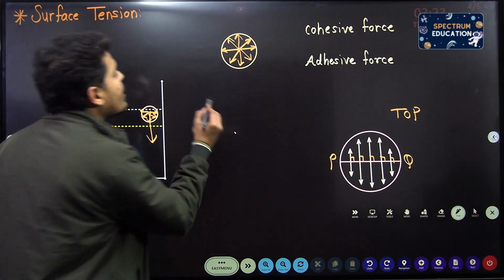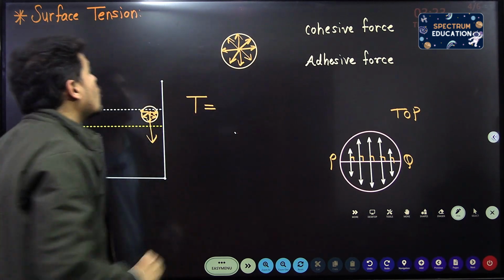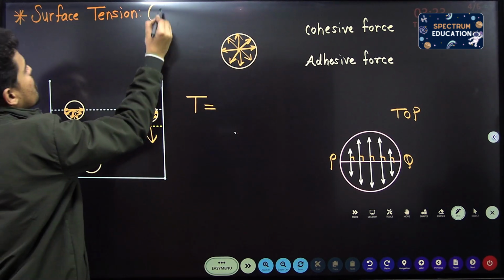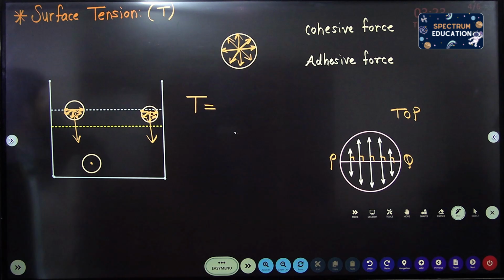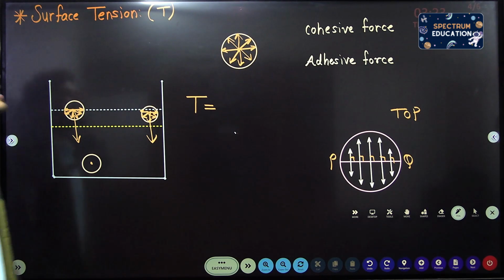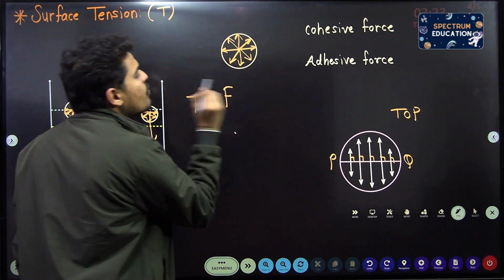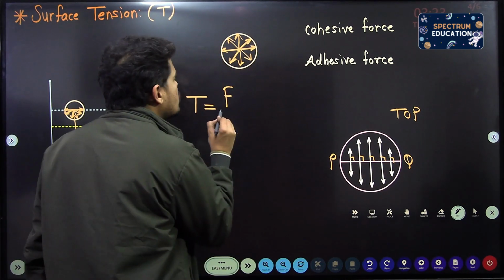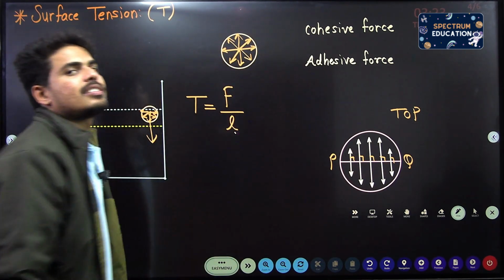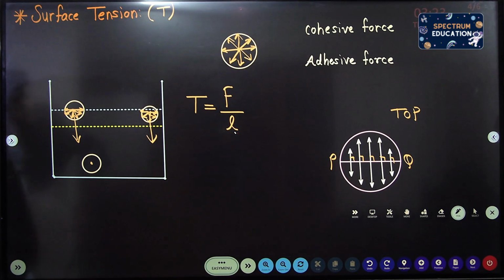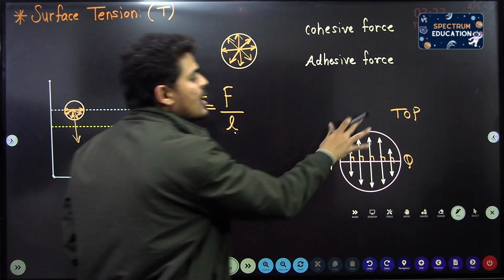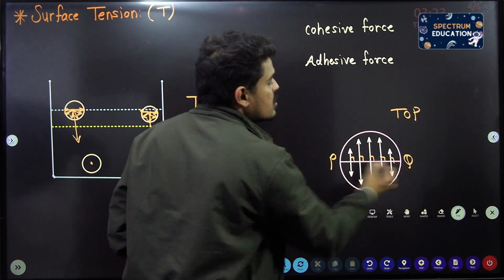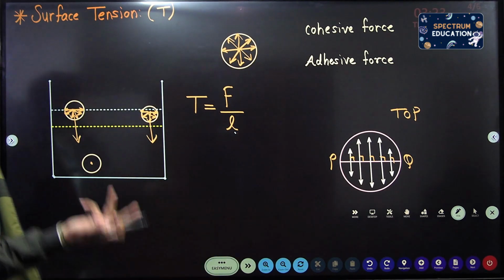So we can define the surface tension as, basically the surface tension is represented by capital letter T. So the surface tension is tangential force acting on some imaginary line drawn on that upper surface. The force per unit length. So this is the entire force acting on some imaginary line. So that's what the surface tension.